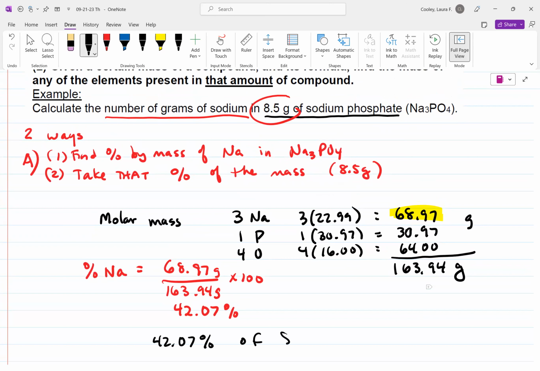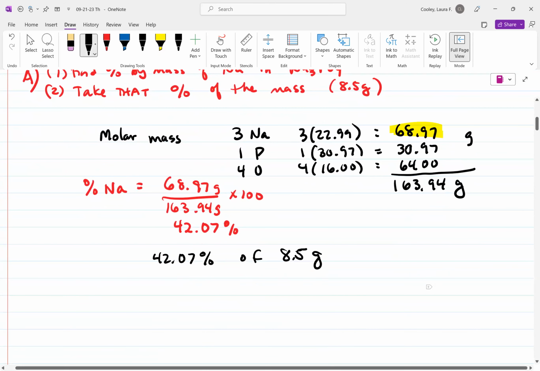Honestly, every time I do a problem like this, I think of my dad. Because when I was in middle school learning about percents, he told me percent is hundredths and of means multiply.